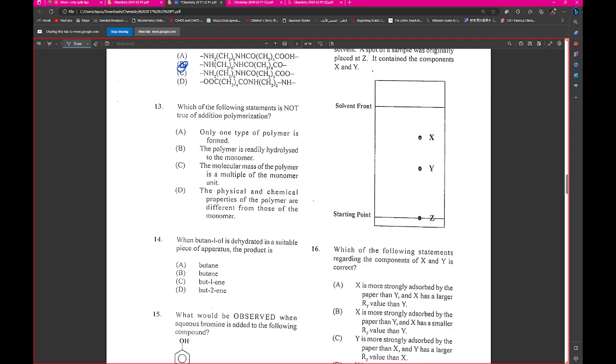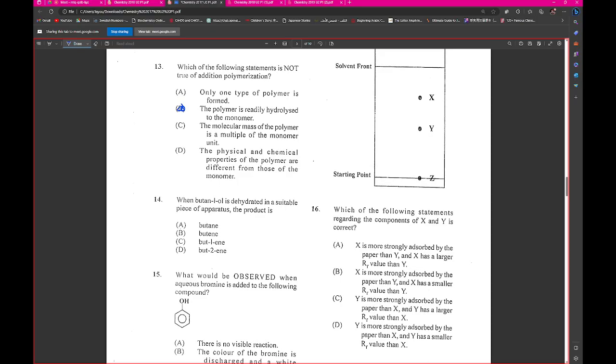13. Which of the following statements is not true of addition polymerization? This repeated, right? What's the answer? Boy. Alright, so polymer is readily. Alright, so we have that there. The butanol, well, when butanol is dehydrated in a suitable piece of apparatus, the product is.